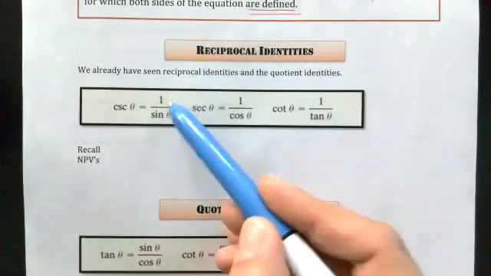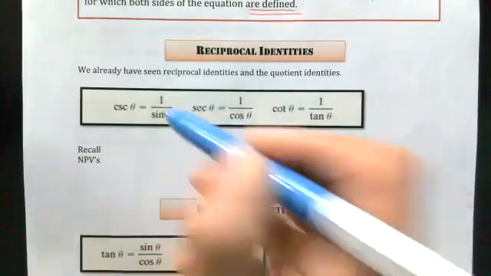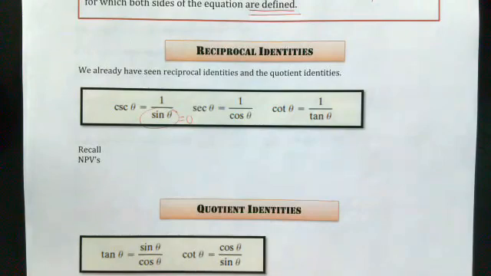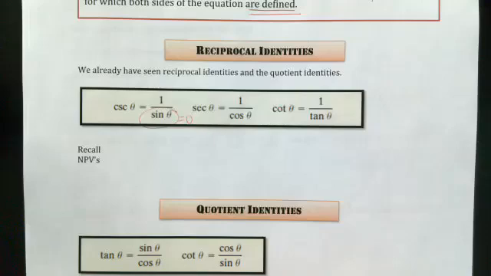Cosecant is obtained by doing 1 over sine. So what we don't want is to have this expression equal to 0. So we want to exclude all possible angles where sine of that angle equals 0. What are those angles?